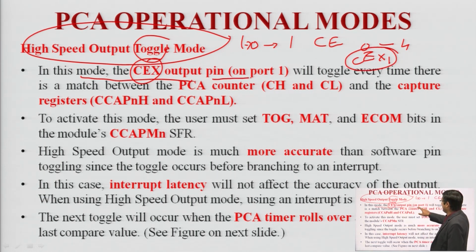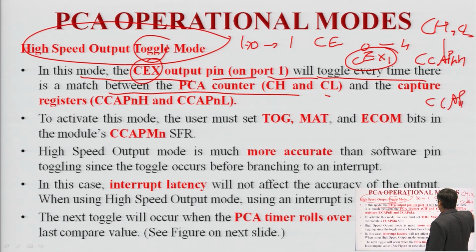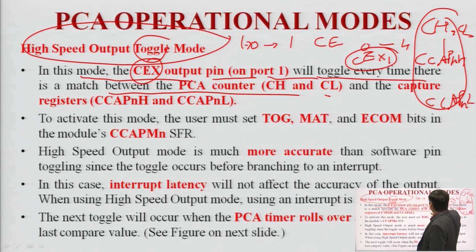In this mode, the CEX output pin on port 1 will toggle every time a match occurs with the PCA counter. In the previous slide, we saw that when we compare the PCA counter CH and CL with CCAPNH and CCAPNL, and a match occurs, it will toggle every time. From high it toggles to low, or from low to high, only when a match occurs between the PCA counter registers and the CCAPNH and CCAPNL registers.